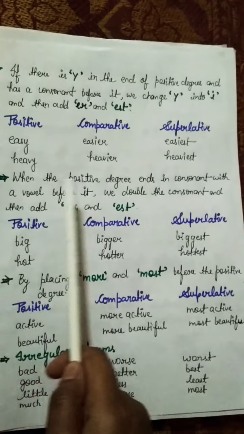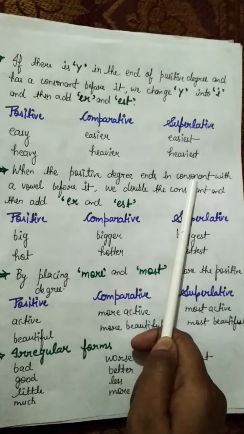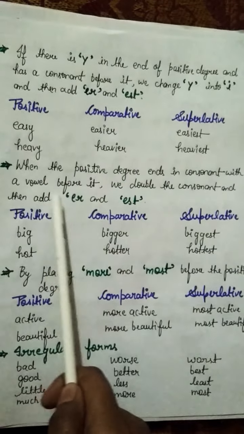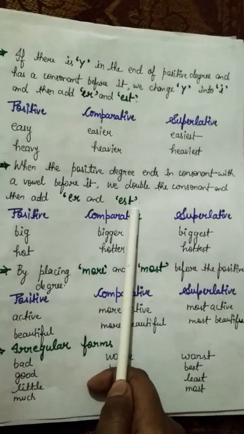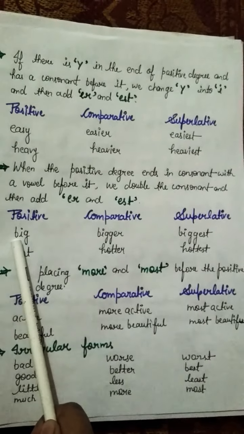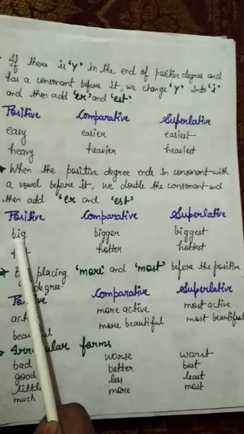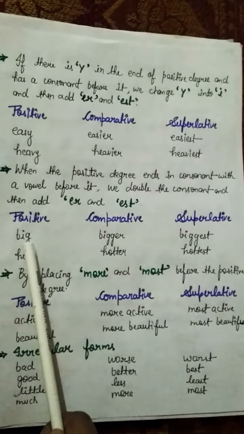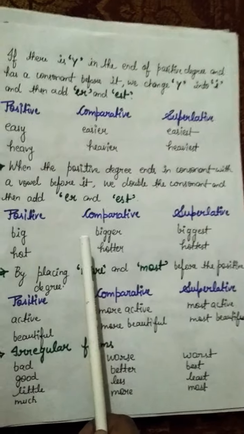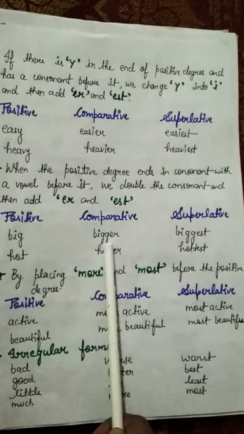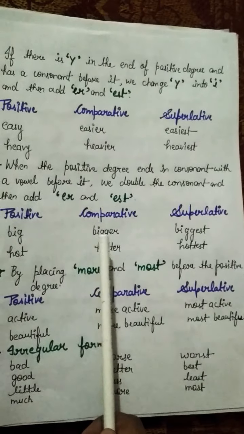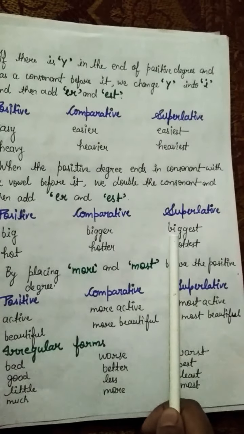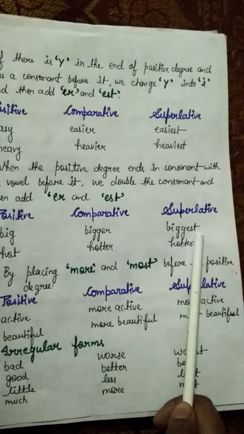Next point, when the positive degree ends in a consonant with a vowel before it, we double the consonant and then add er and est. Is that clear? So see here, big. Here is a vowel before this consonant. So you will double this consonant. It means g will be doubled. So here big will be changed into bigger. Now you will use double g. Next, in superlative degree, you will do the same. It will be changed into biggest.